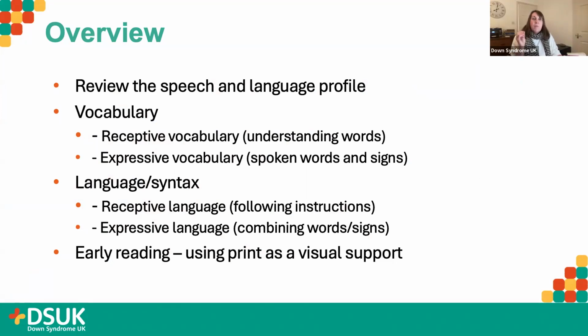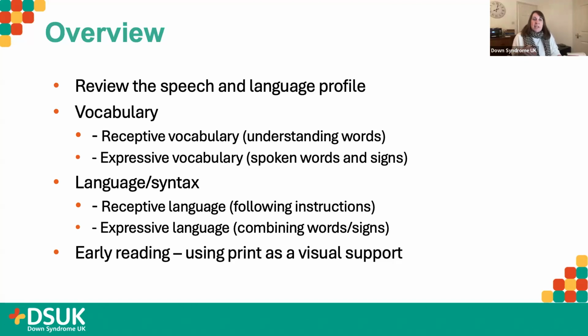One is on vocabulary. And when I'm talking about vocabulary, I'm really talking about single words. So these are the single words that your child understands. That's their receptive vocabulary. So if you said, oh, where's the ball? And they can find the ball, we know that they understand that word. And then we'll think about their expressive vocabulary. So those are the words that they can say. So if you say, what's that? And they say ball, brilliant. Or they might sign it, or they might find a picture or use a device. That would be their expressive vocabulary. So just the single words.